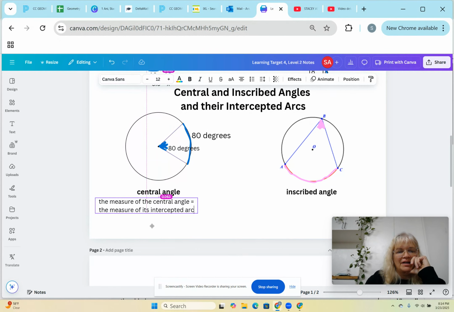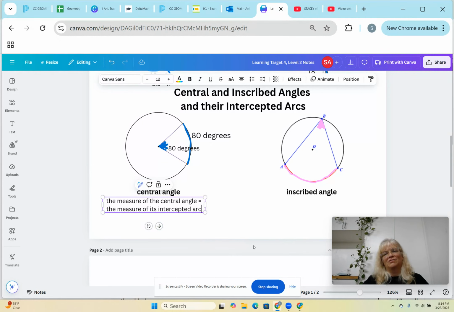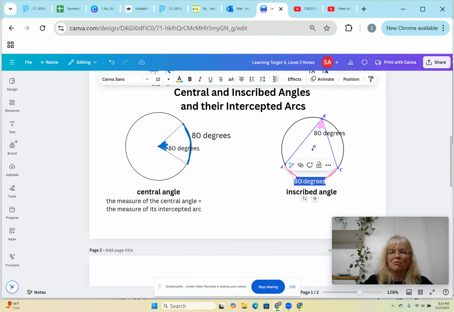Now let's talk about our inscribed angle over here. In an inscribed angle, these two also have a relationship. Let's say that this angle was also 80 degrees. So the relationship here is a 2-to-1 relationship. In other words, if your angle was 80 degrees, your arc would be twice that. It would be 160 degrees.